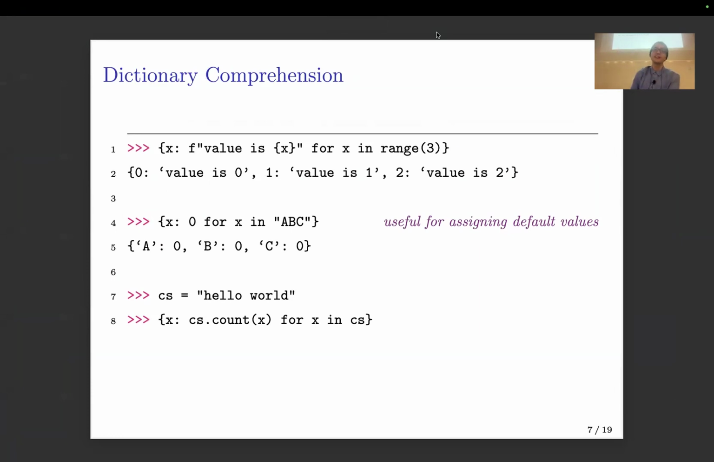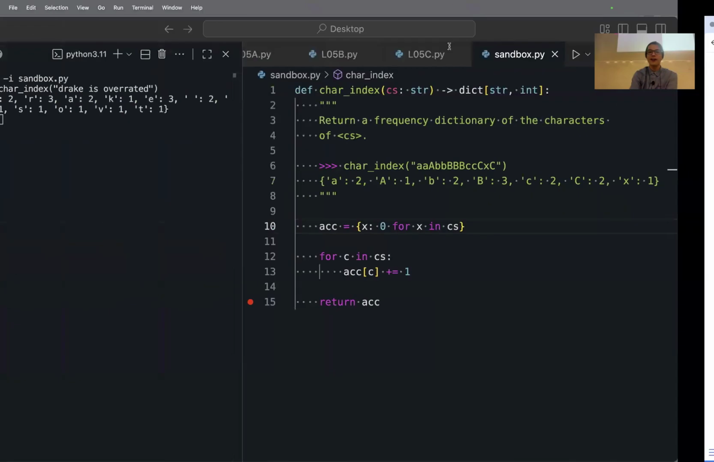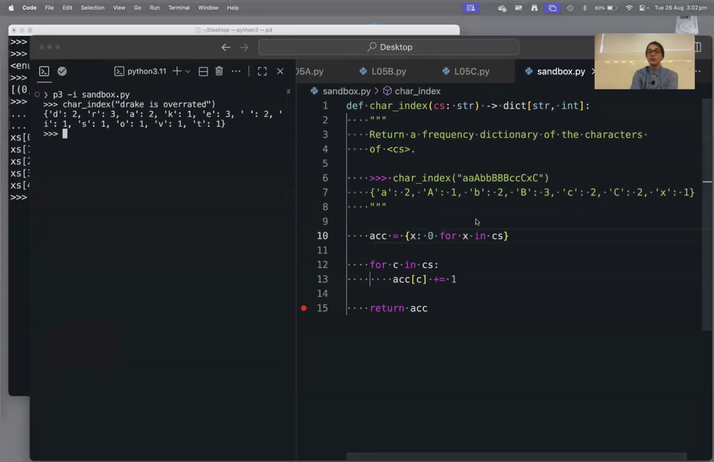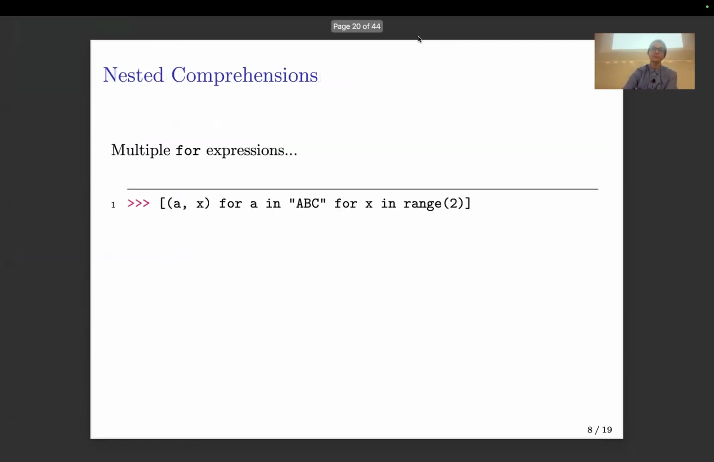I can tell you that there's a string method called count, and I can say x goes to C's dot count x for x in C's. And there you go. There's your frequency dictionary, right? Instead of requiring all of that work, you can have done it in just one line, right? And this is sort of what functional programming is. All the programs just end up being one line because we're doing stuff like this.